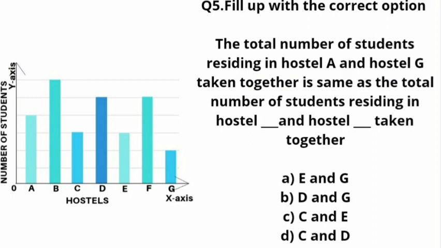The last one is, fill up with the correct option. The total number of students residing in hostel A and hostel G taken together is the same as the total number of students residing in hostel blank and the next hostel taken together. So you have to look for the other two hostels which give the same number as that for A and G. So this one can also be calculated without the scale. You can just visualize and do it.